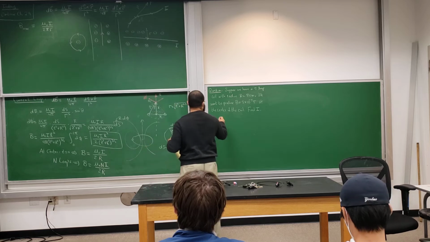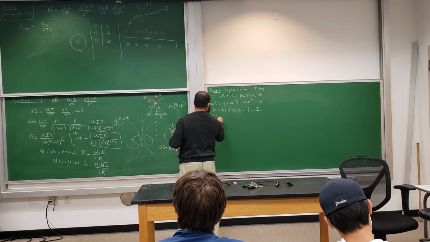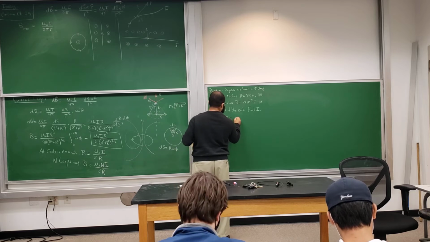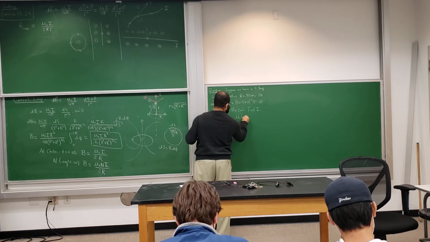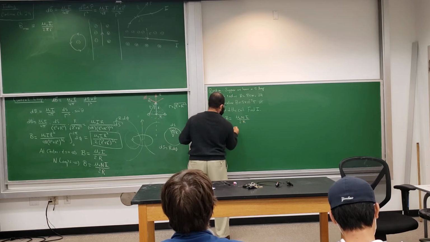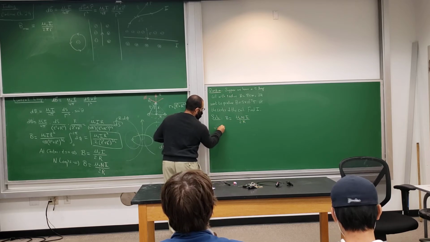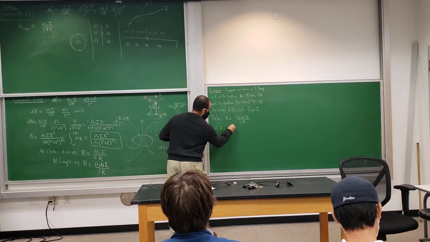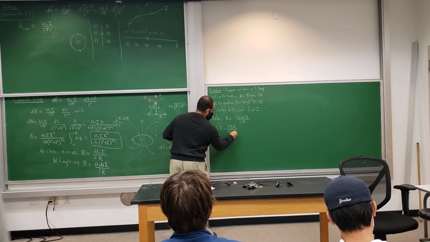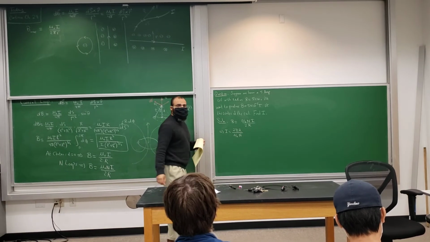So we're going to write that. Solution: the magnetic field at the center is mu naught times capital N times I divided by 2 times R. Therefore, the current is equal to 2B times R divided by mu naught times capital N, right?